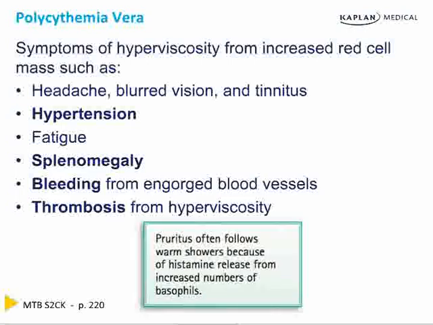You get itchy, often following a warm shower, because of histamine release from basophils. The same happens in CML, chronic myelogenous leukemia. Basically, in polycythemia vera the blood just doesn't flow because it's too thick.